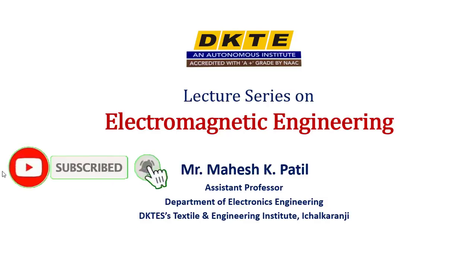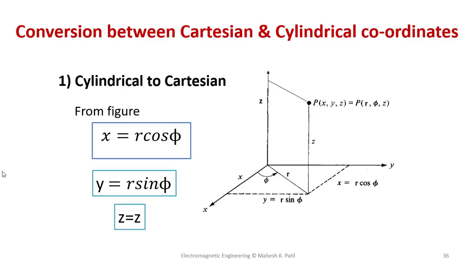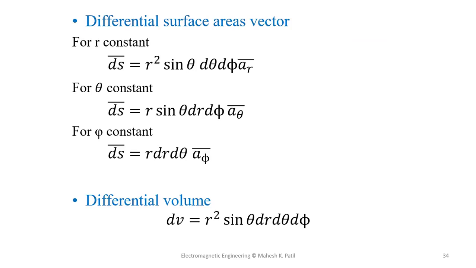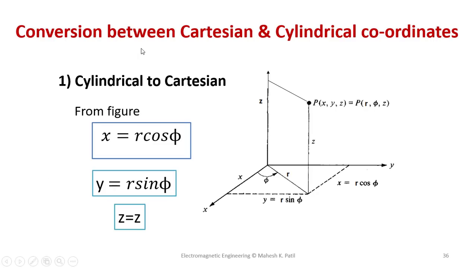Hello friends, today we will see the point conversion, that is conversion from Cartesian to cylindrical, cylindrical to Cartesian, then conversion from spherical to Cartesian, Cartesian to spherical. So like this, conversion of point we are going to see today. So first we will see the conversion between Cartesian and cylindrical coordinates.